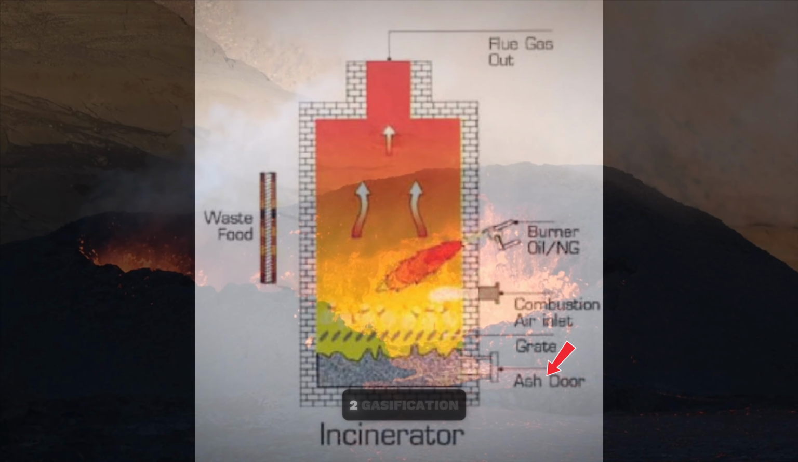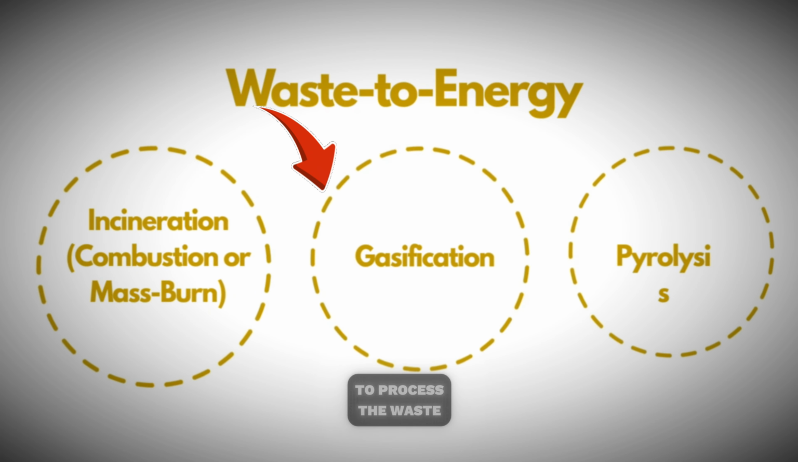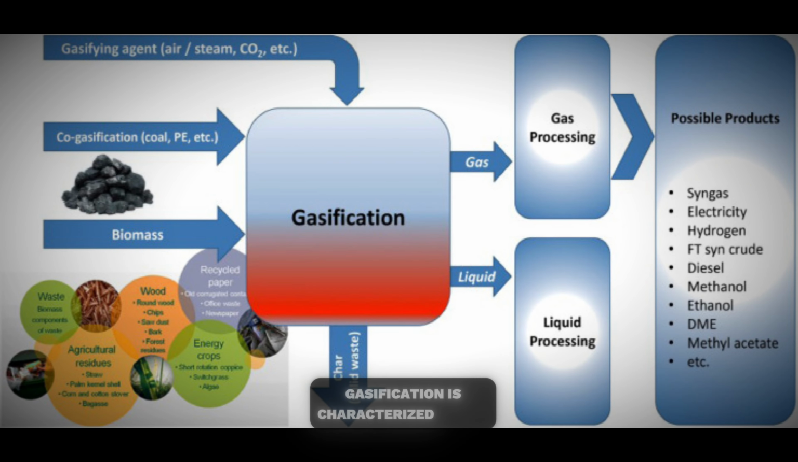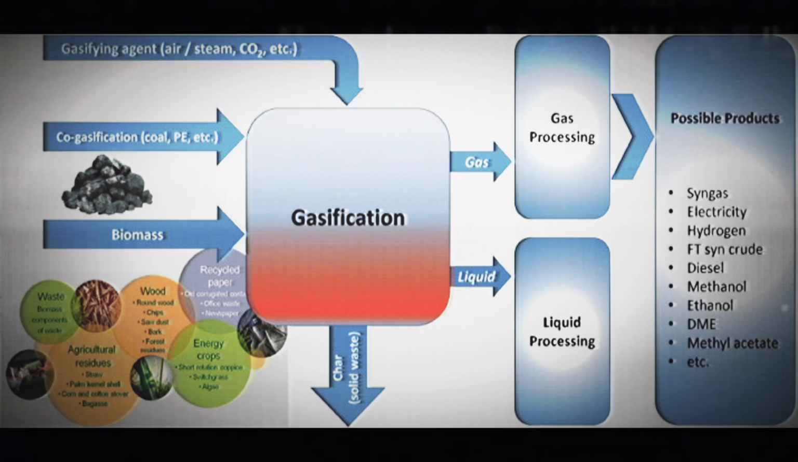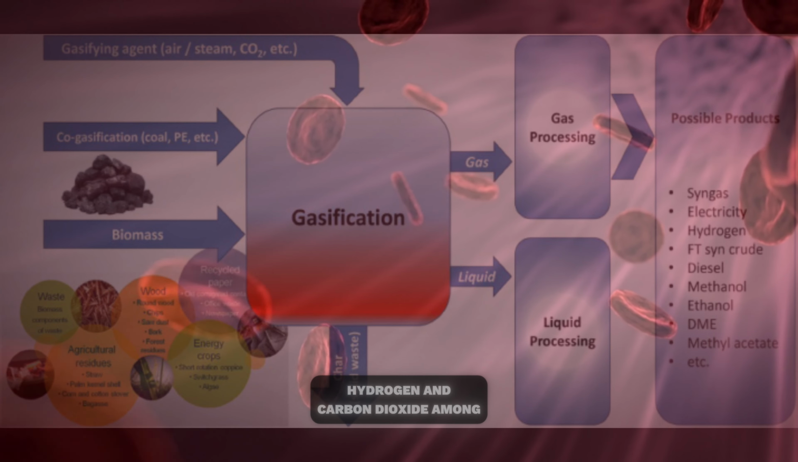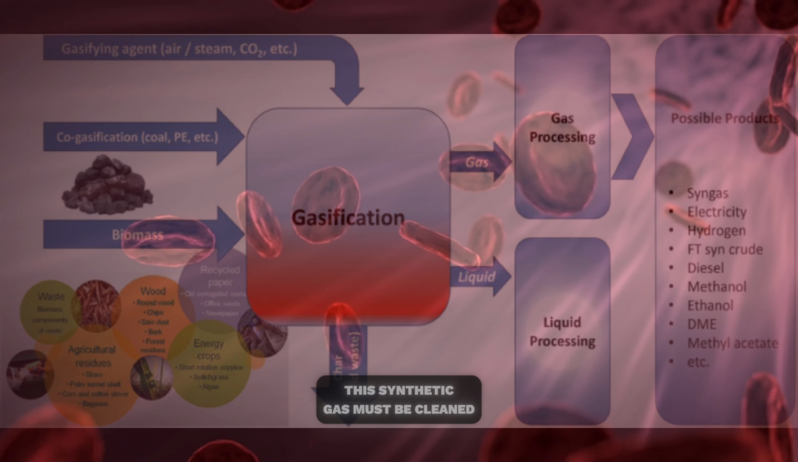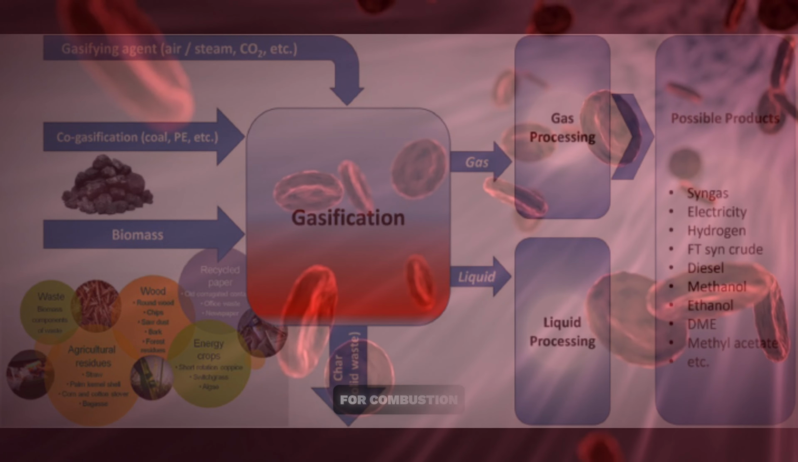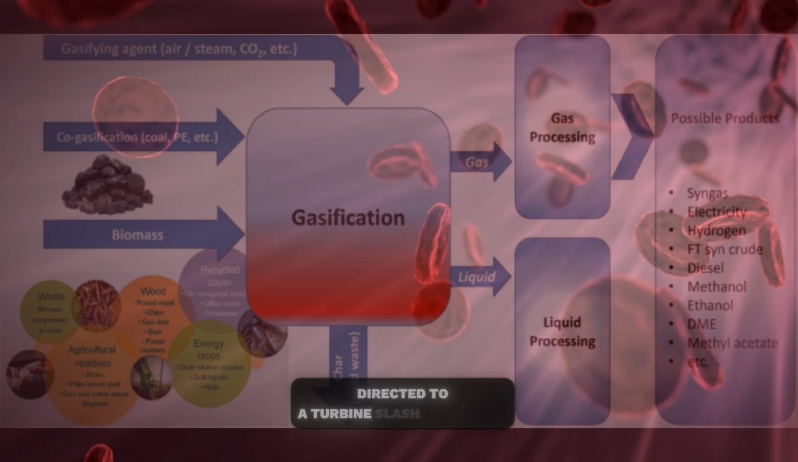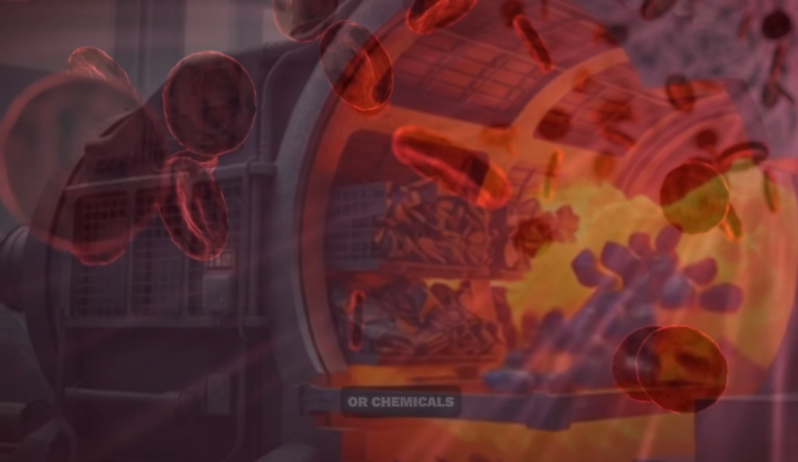2. Gasification. This method uses controlled conditions to process the waste. Gasification is characterized by the partial oxidation of waste, meaning it uses limited oxygen or air. The primary output is synthetic gas, a mixture typically containing carbon monoxide, hydrogen, and carbon dioxide, among other components. This synthetic gas must be cleaned and can then be utilized for combustion, directed to a turbine/generator, or chemically converted into specialized fuels or chemicals.